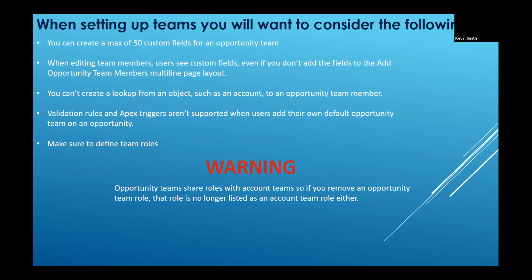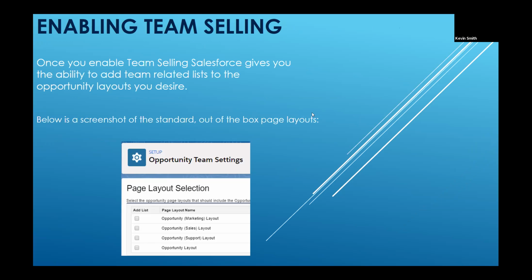One big thing here to remember is opportunity teams share roles with account teams. So if you remove an opportunity team role, that role is no longer listed as an account team role either. So keep that in mind. Enabling team selling, I kind of just went over this. Once you enable the team selling, it gives you the ability to add team-related lists. And the screenshot here is what I showed you in the quick demo that I did.